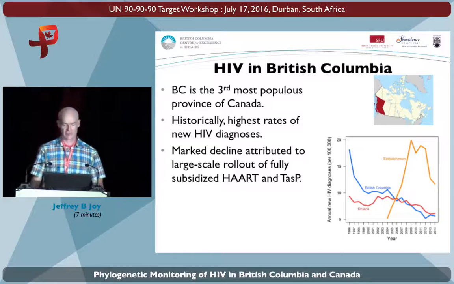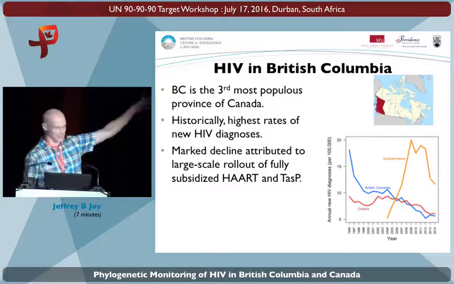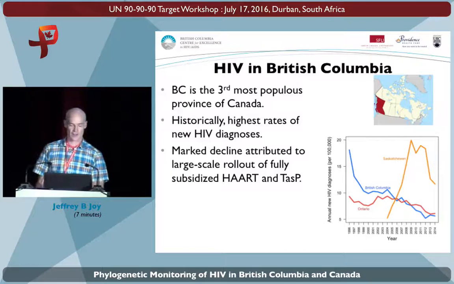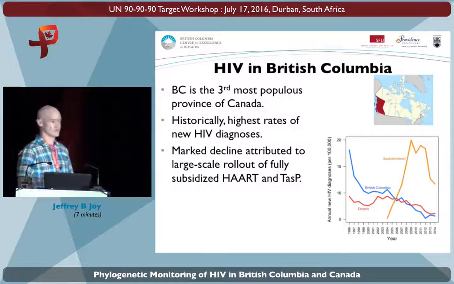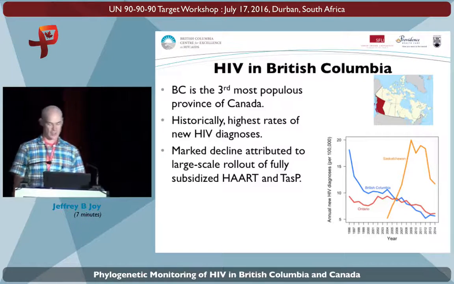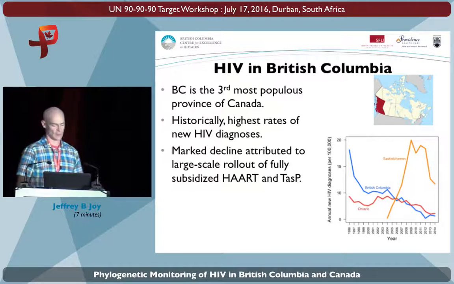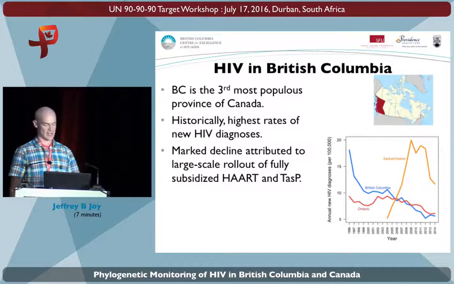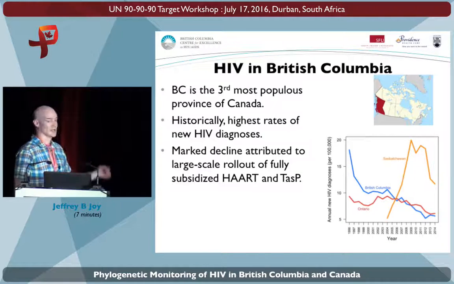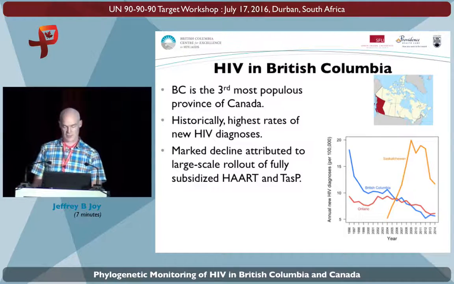So a bit of background about BC, which is in the corner up there, the red province. Historically, we had the highest rates of new HIV diagnoses. But if you look at the blue line on the graph, we now have the lowest, and that's associated with a marked decline in the number of cases, but it's associated with subsidized HAART and treatment as prevention.